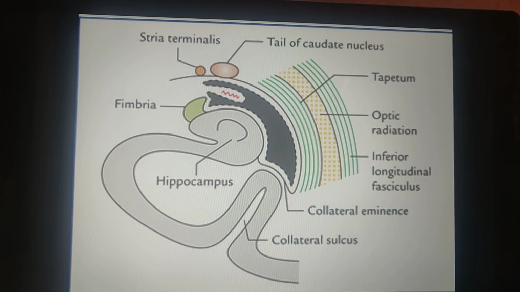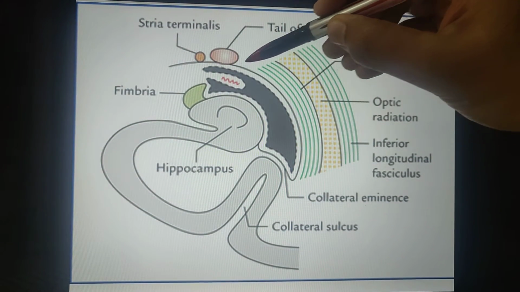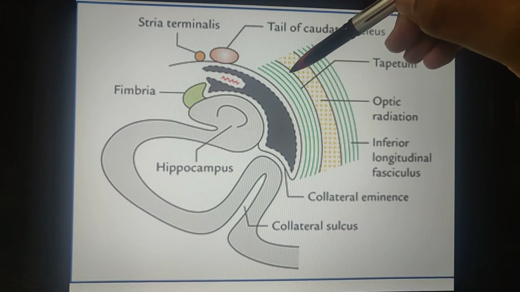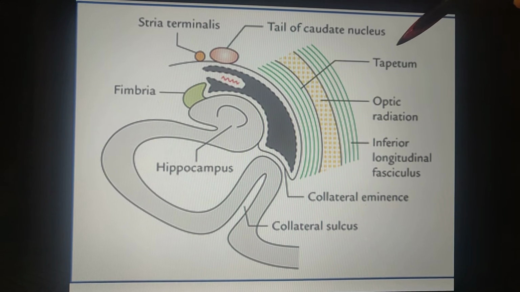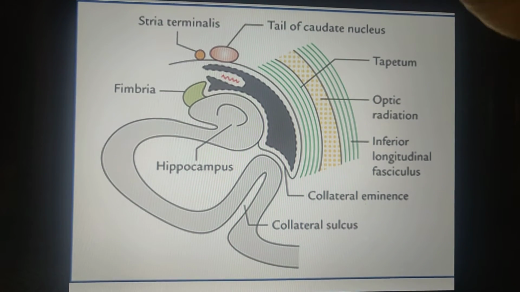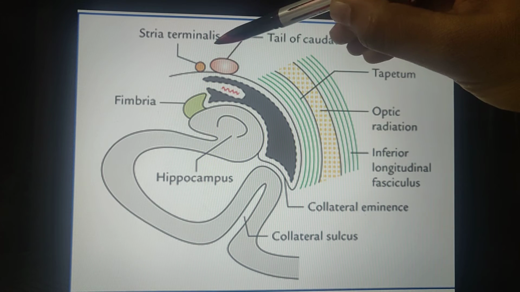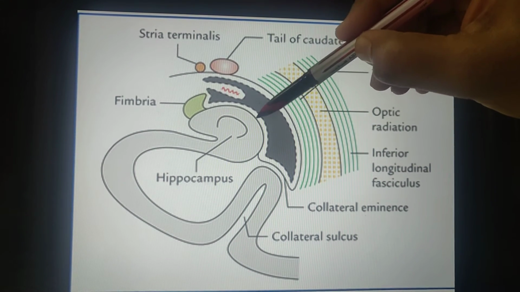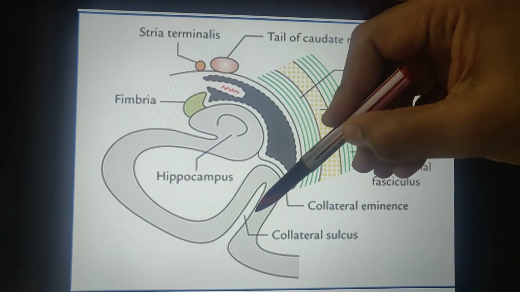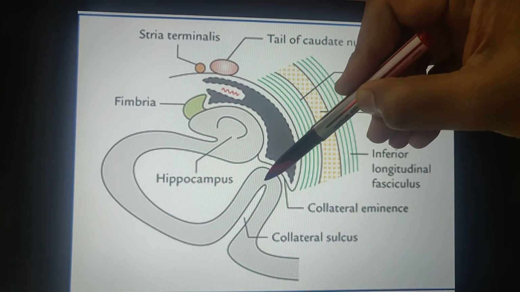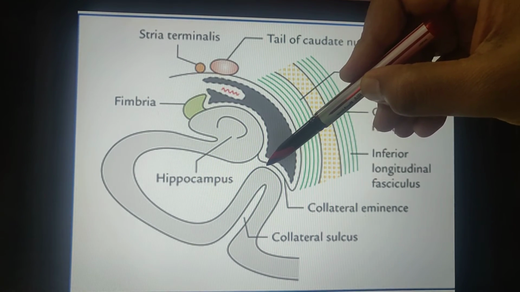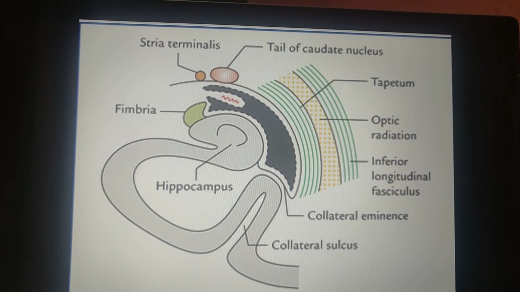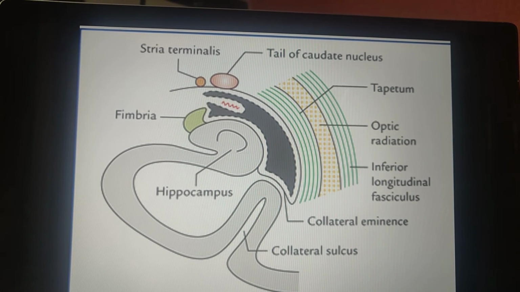Here you can see this black color, it is the inferior horn of the lateral ventricle. Laterally the roof is formed by the fibers of the tapetum, and medially the roof is formed by the tail of the caudate nucleus and stria terminalis. The floor is formed mainly by the hippocampus, as well as the collateral sulcus, which projects and makes the collateral eminence. So this is the boundary of the lateral ventricle.